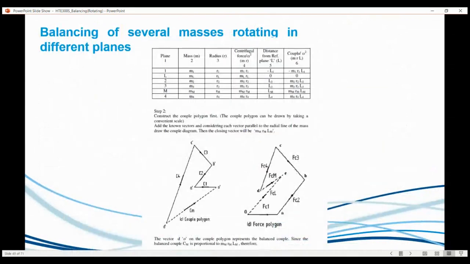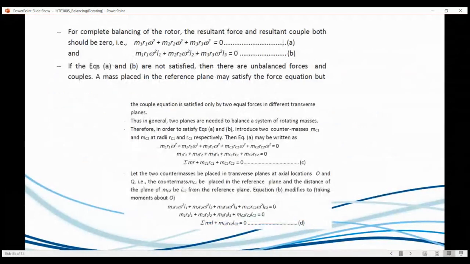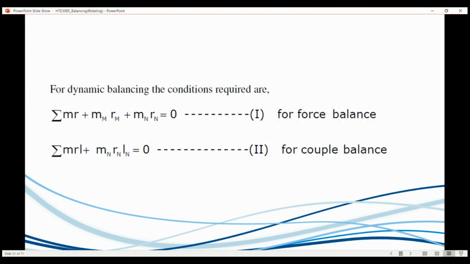That's just what it looks like. How we do it is similar to what we did before. We first take the MRL product, which is the new thing, and then do the MRL cos and MRL sine. That's to solve the dynamic part. Subsequently, we do the MR part, which is the force balance part.